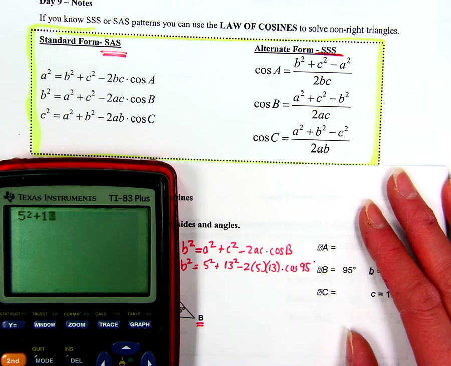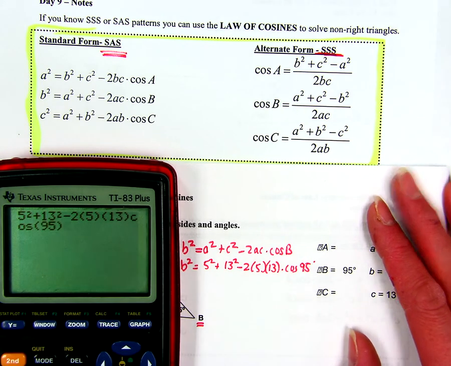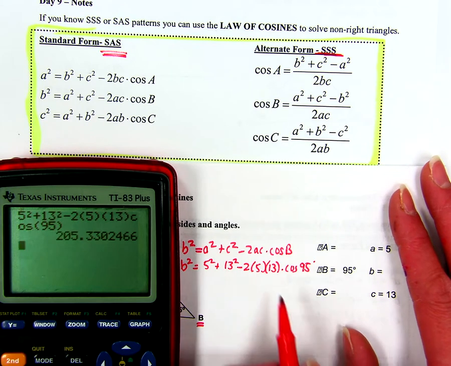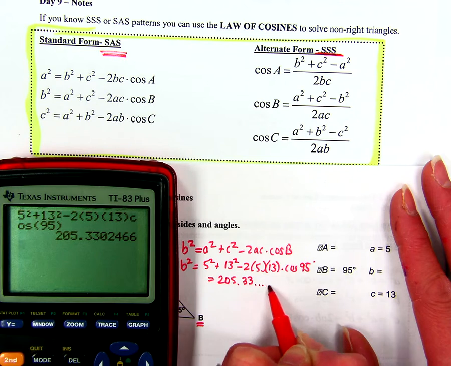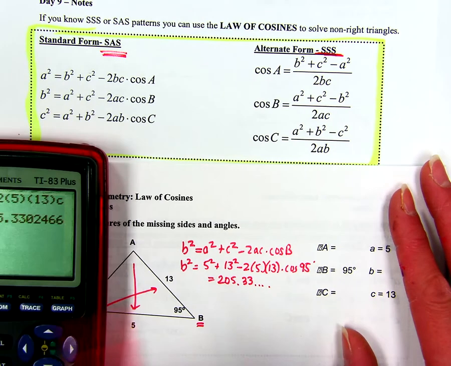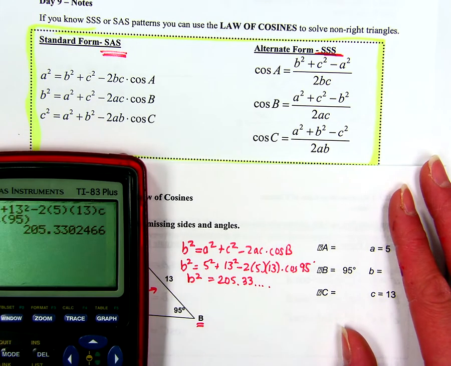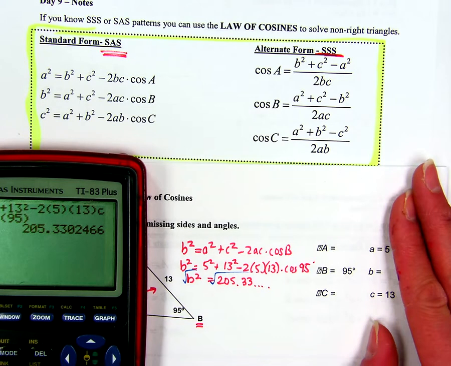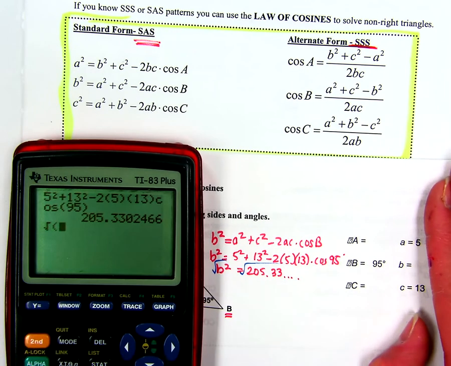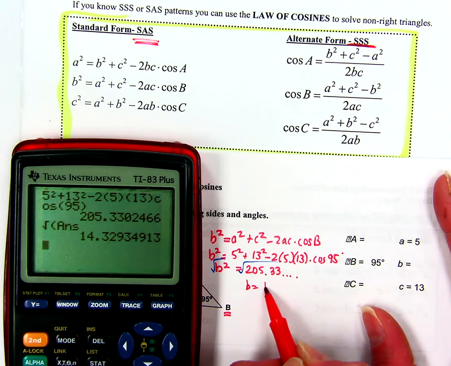So 5 squared plus 13 squared minus 2 times 5 times 13 times cosine 95. Do not try to simplify each part individually. So when you get that answer, you get 205.33 dot, dot, dot. Now, that's not my b. That's b squared. So how do I find b? I have to take the square root of that. So make sure that you realize that 205 is not actually my missing side. Okay, so now you're going to do, what's the square root of that answer? So now I know side B is 14.3.